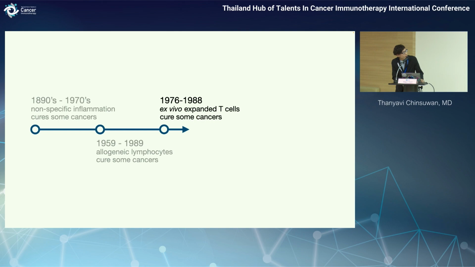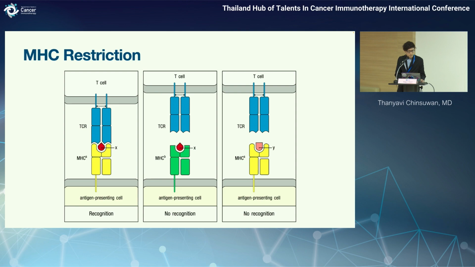So now we know that ex vivo expanded T cells can cure some cancers. Now I would like to jump back to basic immunology a bit. We have the advantage of modern knowledge, which was not known back in the day. With modern knowledge, we know that when the receptor of T cells, or TCR, recognizes its cognate antigen, it specifically recognizes the combination of peptide plus MHC.